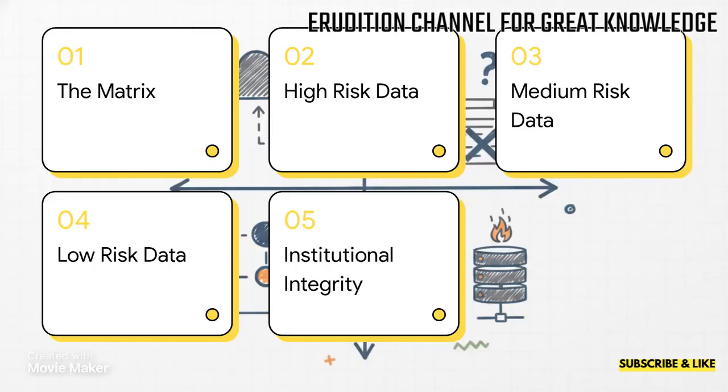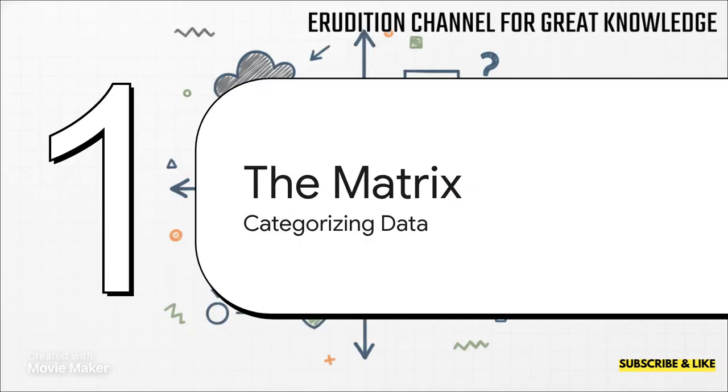And here is our map for today. We'll start with the data categorization matrix itself. Then, we'll break down the 3 distinct tiers: high-risk confidential data, medium-risk sensitive data, and low-risk public data. Finally, we'll wrap up with how all of this actively safeguards institutional integrity. Starting right off with Section 1, the Data Categorization Matrix.